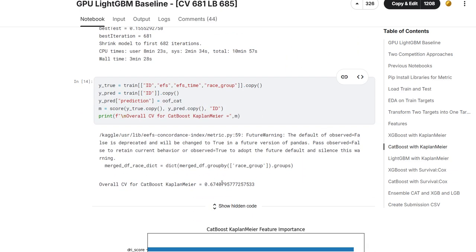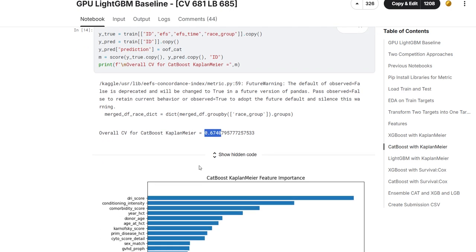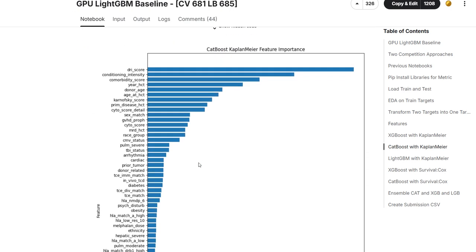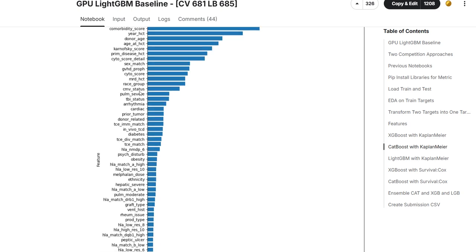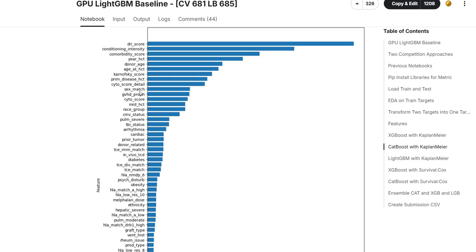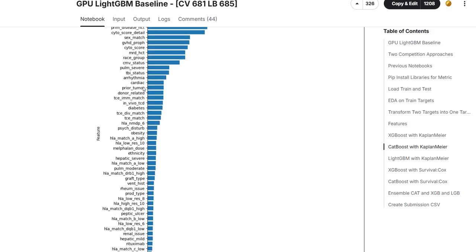The CatBoost feature importance plot is also very interesting. Dry score and conditioning intensity are again very important, along with comorbidity score, year HCT, and donor age. The consistency between the XGBoost and CatBoost feature importances gives us more confidence in these findings.